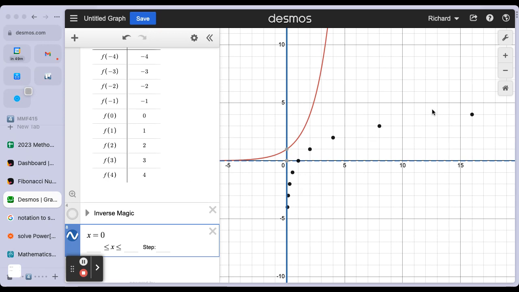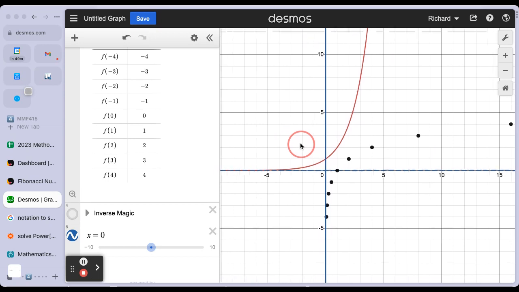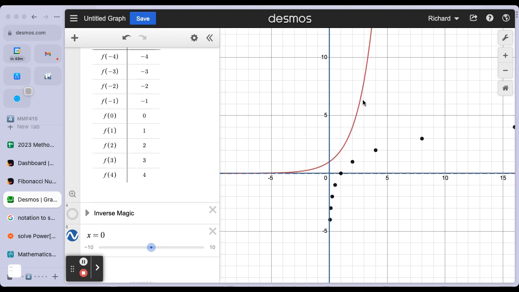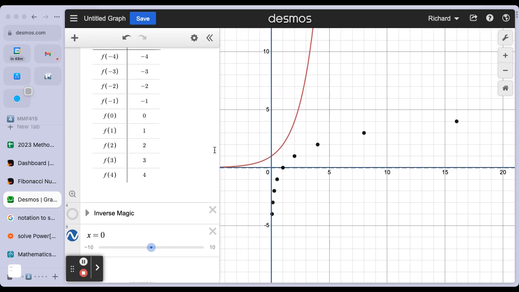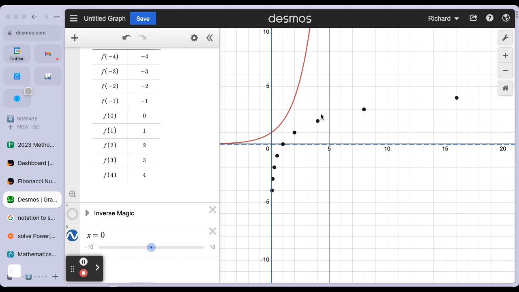So this is the inverse function. It is a function. You can see visually from the 2 to the x graph that it passes the horizontal line test. If I draw a line anywhere along here, it's only going to hit the graph once. So it is invertible. This is definitely a function as well. It passes the vertical line test. So the inverse is also a function, and the shape of it is like this.